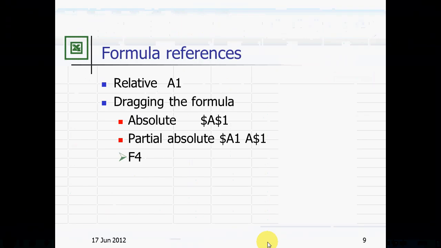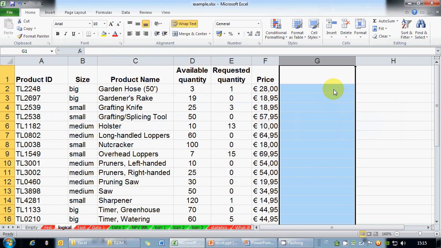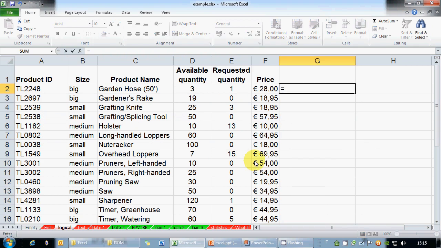Pressing the F4 key on your keyboard is a very useful tool to switch between relative, fully absolute, and the true partial absolute, as I did right now. So you can type equal C20, and whenever you are here and you press F4, you can switch. Now I'm pressing F4 continuously.